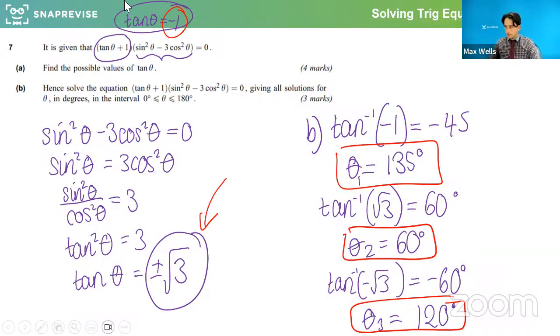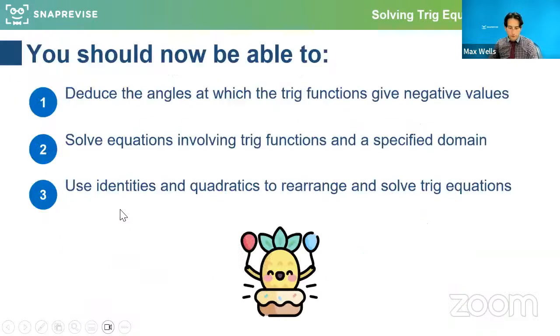Absolutely right. Well done. So hopefully after that, we're able to deduce at what angles trig functions would be negative from the graphs, solve for a specified domain, and also use identities and quadratics that dress the problem up slightly and allow us to solve harder trig equations.